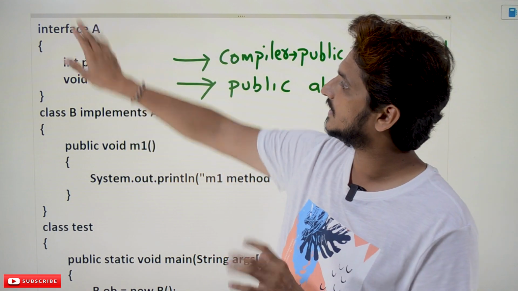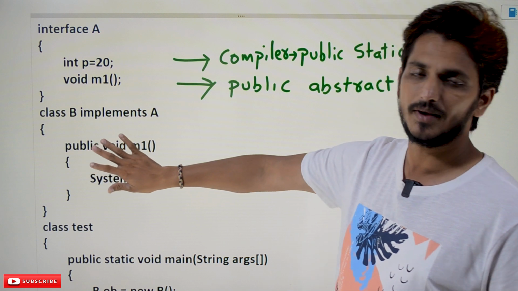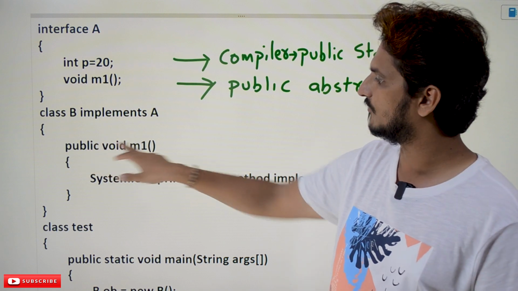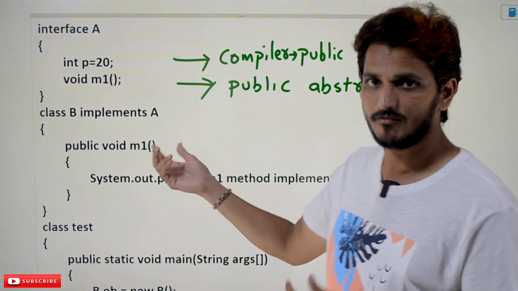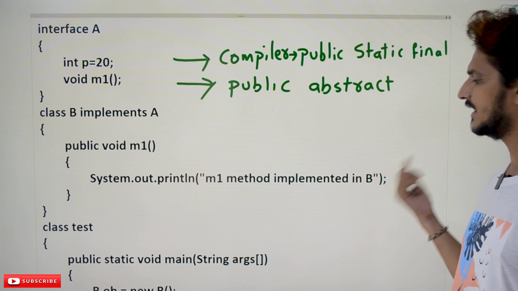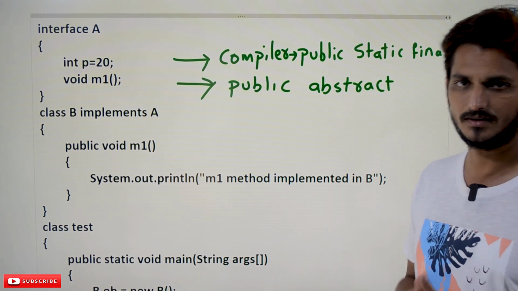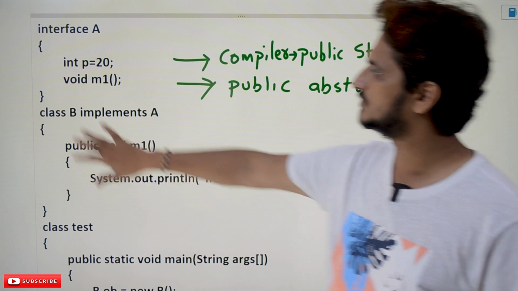Because the interface contains abstract method m1, B should definitely implement the body of m1. It has to define the method m1. System.out.println("m1 method implemented in class B"). So this is the statement which we have written. Now we can directly use this class B.